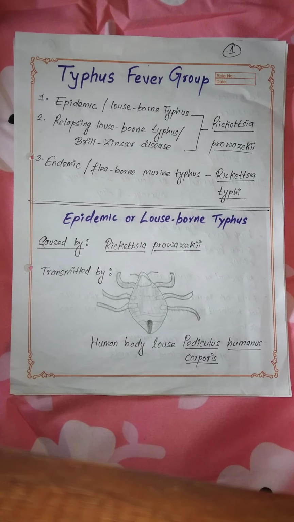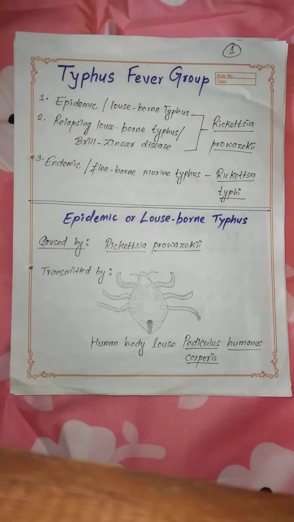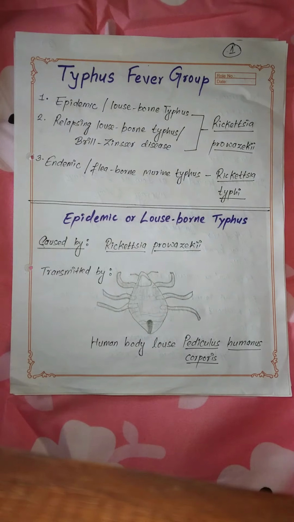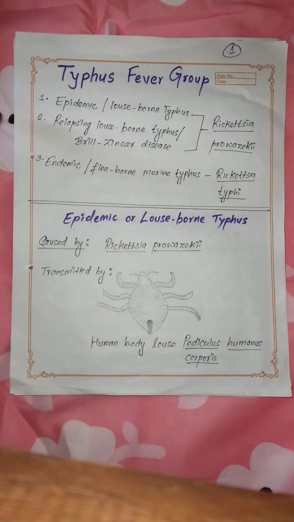In the previous video we discussed the pathogenesis of the Rickettsia, and in this video we are going to talk about the typhus fever group. There are different species of the Rickettsia. These different species cause different types of infections, and typhus is one of this group of infections. It causes three types of disease.